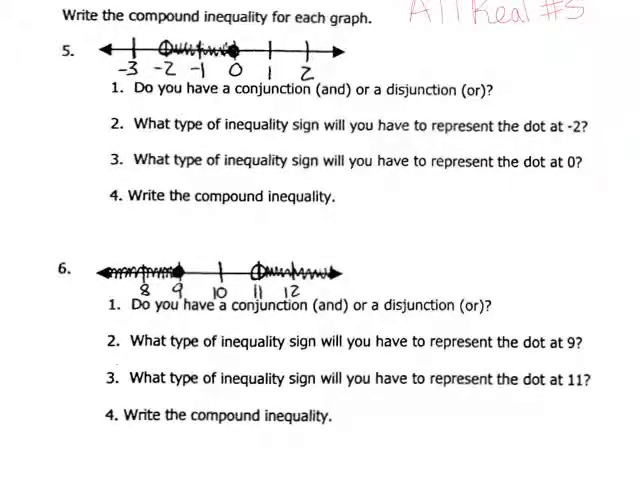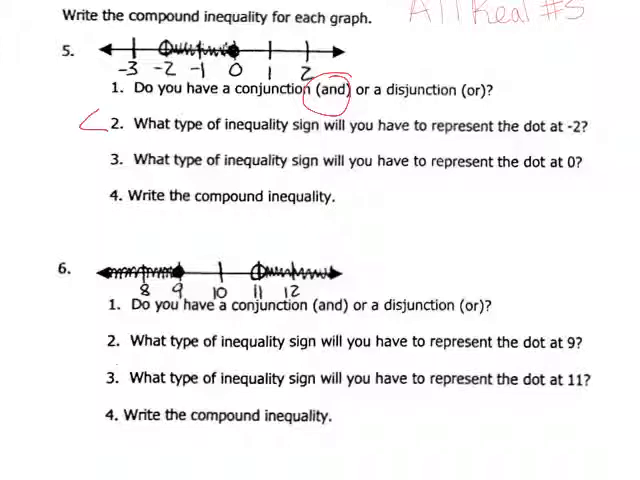Okay, so 5. What kind of problem does that look like to you? Looks like an and problem. So I will circle and. At negative 2. Imagine x is the shading. So where is the shading in comparison to negative 2? Is it greater or less? Greater. So it's greater. Is it equal to? No, because it's an open dot.